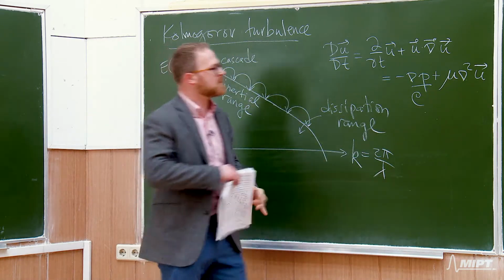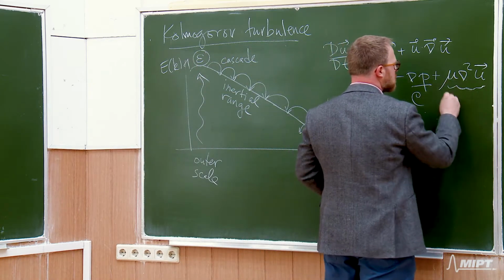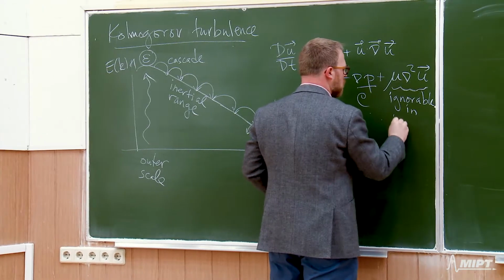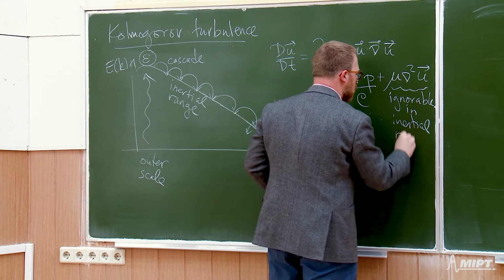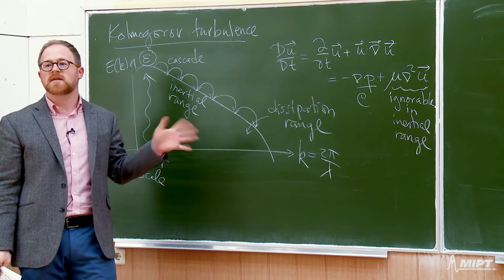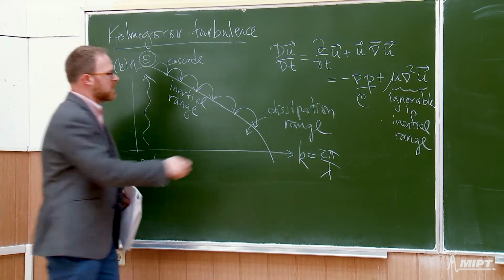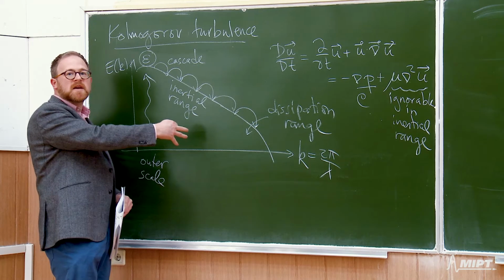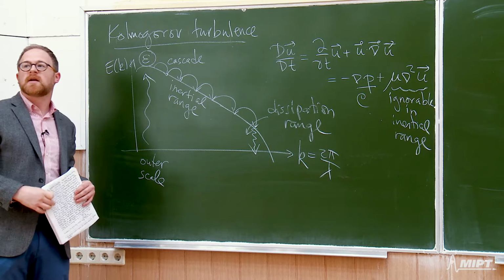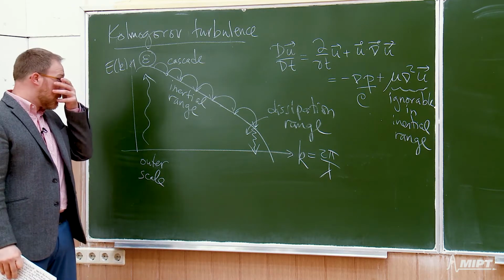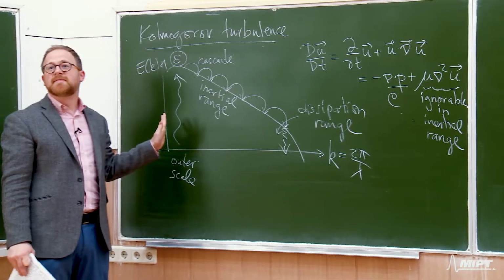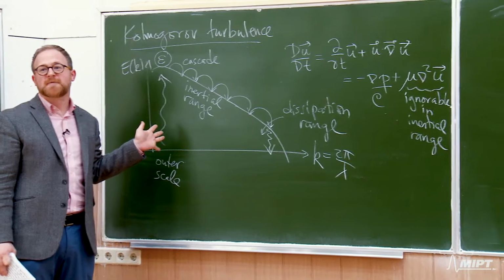In the inertial range, this viscous term is completely ignorable. That's the assumption. The assumption being that there's a wide range of scales between the stirring spoon and the place that you actually take out the energy. And that's it, right? That's really, really simple.